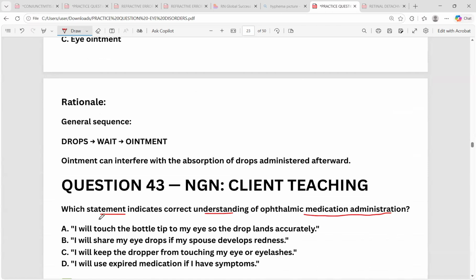I will touch the bottle tip to my eyes so the drop lands accurately. I will share my eye drops if my spouse develops redness. I will keep the dropper from touching my eye or eyelashes. I will use expired medication if I have symptoms.